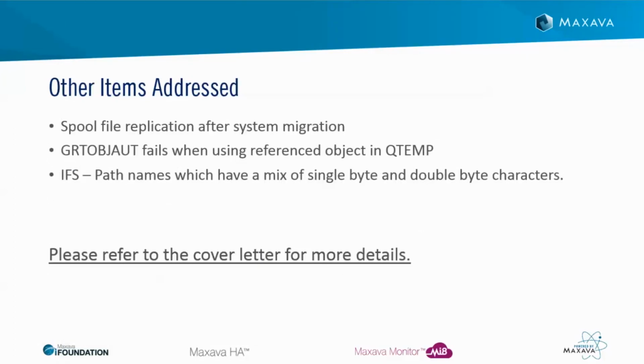Other items that have been addressed. For spool file replication, the functionality that was used to capture the spool file has been changed. This now allows spool files that were generated on a different machine, such as a migration environment, to be replicated once the machine has been set up after the migration.